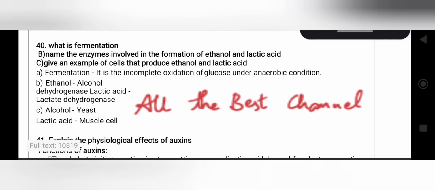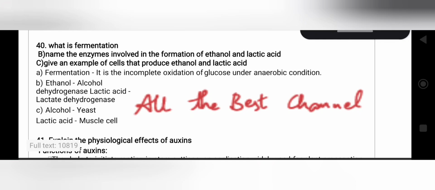What is fermentation? Name the enzymes involved in the formation of ethanol and lactic acid. Give an example of cells that produce ethanol and lactic acid. Fermentation is the incomplete oxidation of glucose under anaerobic condition. Ethanol: alcohol dehydrogenase. Lactic acid: lactate dehydrogenase.